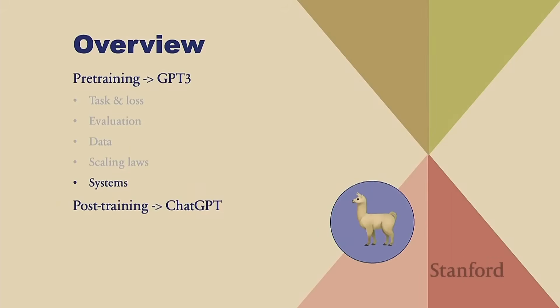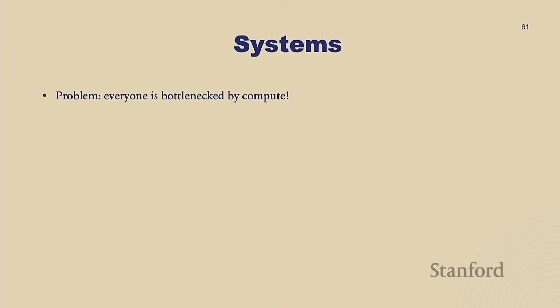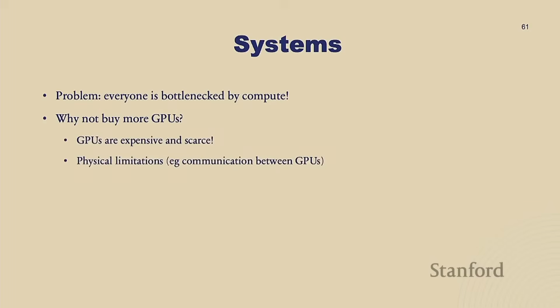Okay, I might try to give a high-level overview, at least of one of the systems tricks. As we said, for everyone, the huge bottleneck is compute. One question you might ask is why not buy more GPUs? GPUs are expensive, but also scarce. Even if you have $10 million right now, you cannot buy the best GPUs. There are also some physical limitations. When you have multiple GPUs, you have to communicate between them, and that takes time. So just buying more GPUs is not that easy.